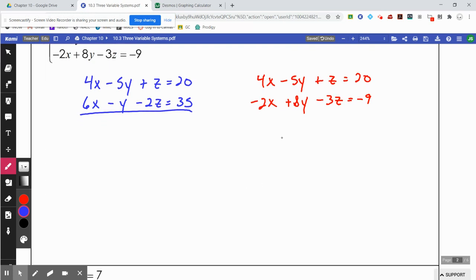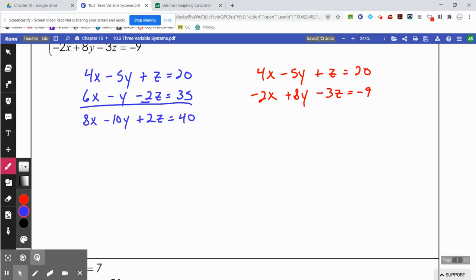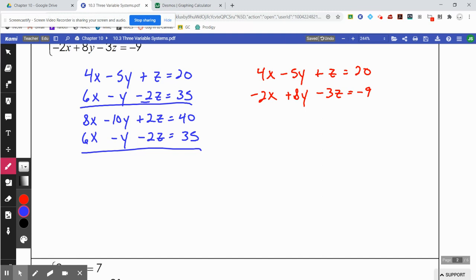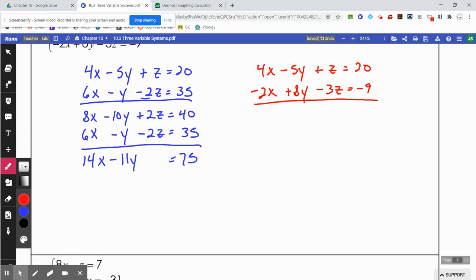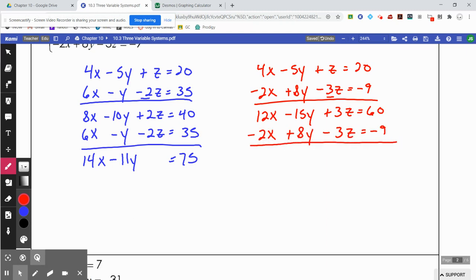So to get rid of z, since I have a negative 2z here, I'm going to take everything in my first equation, multiply by 2, and I'm going to leave my second equation the same. Now, when I combine the two equations, my z's will cancel, and here's what I'm left with. Now on to my second set of equations. Let's again eliminate the z's. Since I have negative 3z here, I'm going to multiply everything in the first equation by 3, and I'm going to leave the second equation the same. And when I combine it, my z's will cancel, and here's what I get.